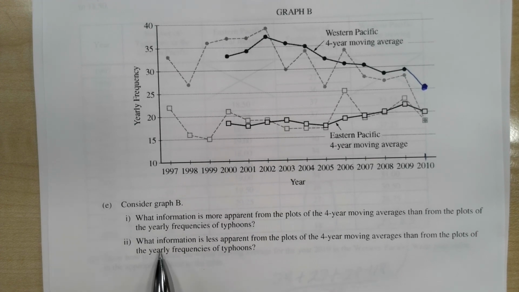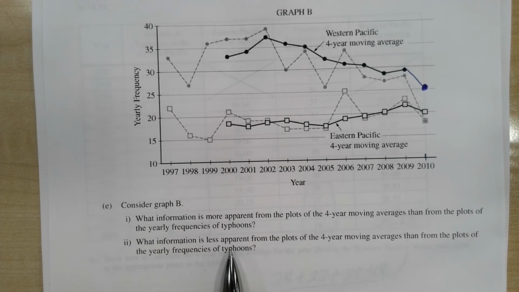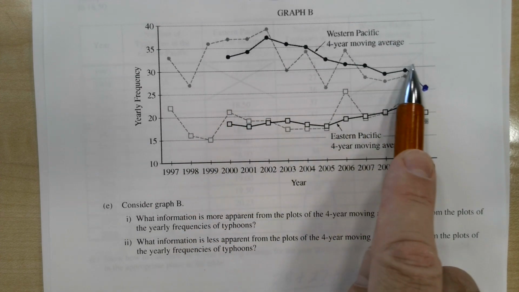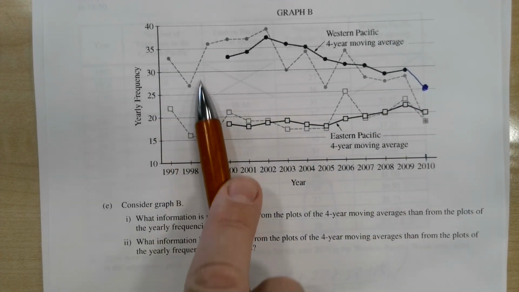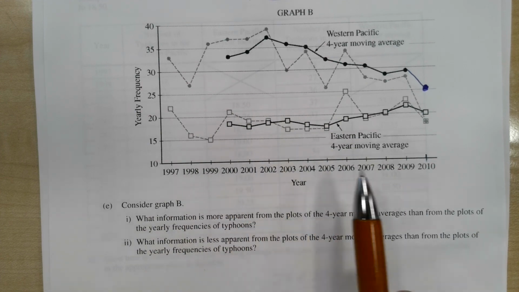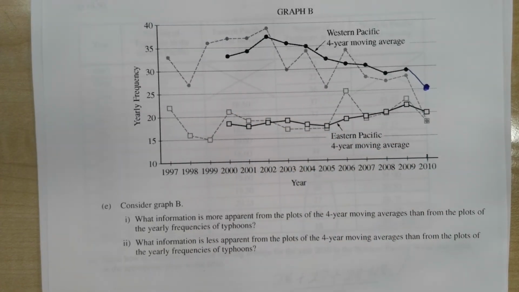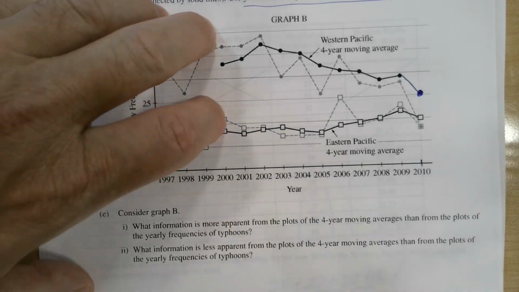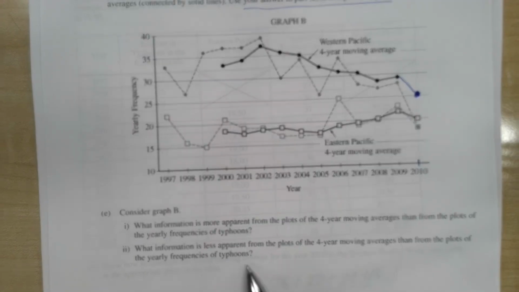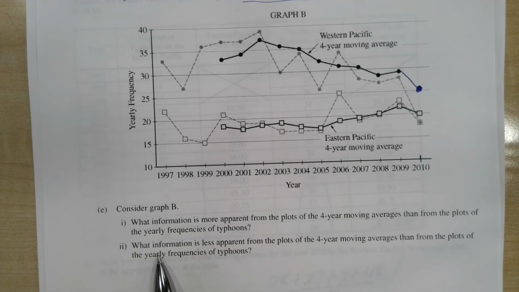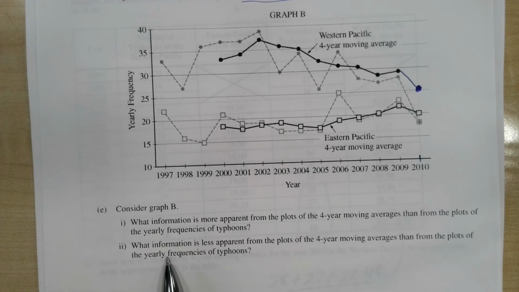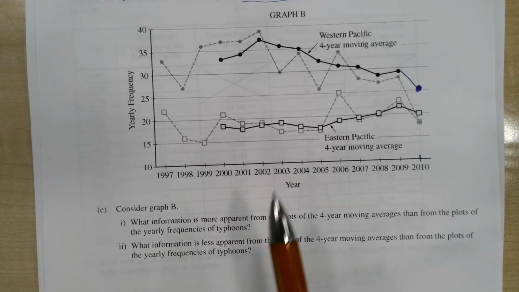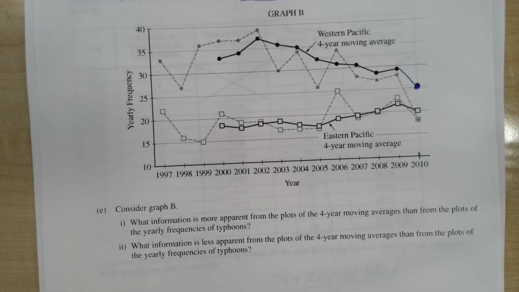And then for the second part, what information is less apparent? Well, when you do this average, what are you losing? Well, you're losing that variability, that year-to-year variability. If I didn't have that original data in there, I wouldn't know what the up and down was from year to year. So you just say it's more difficult to, or you can't see the year-to-year variability and the overall variability of the number of typhoons for the Western and Eastern Pacific. Okay? And that's enough. That's good.